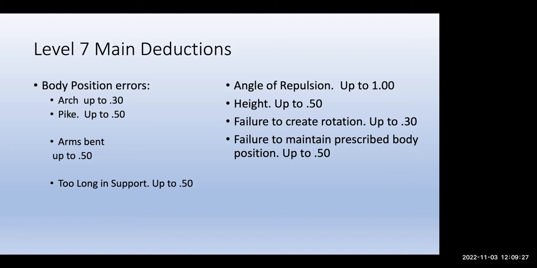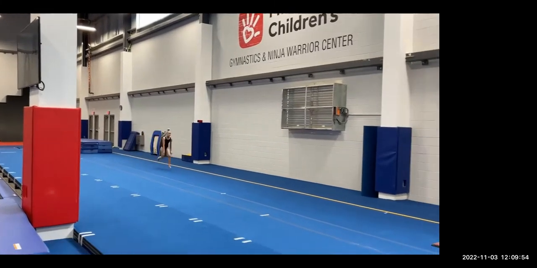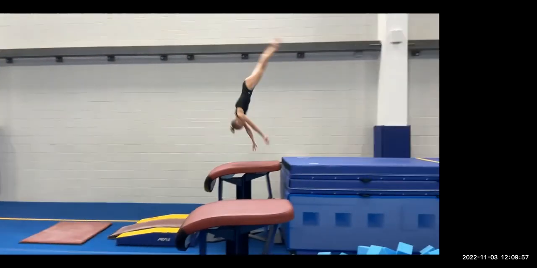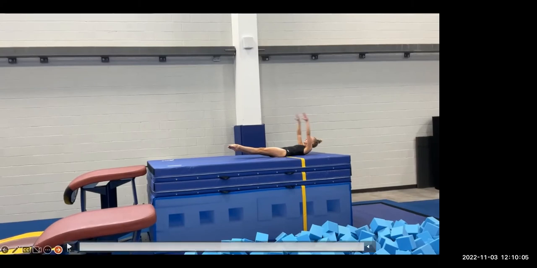Height is up to 5. Rotation up to 3. We're looking for that scooping action to look like, okay, she's ready to flip a vault. And then body position maintained throughout up to 5. So those are just some of the level 7 reminders. So now we're going to watch our level 7 vault that this girl's going to show us. And notice the mat stack. Everyone should be very familiar with this whole setup. And we'll watch her one more time.